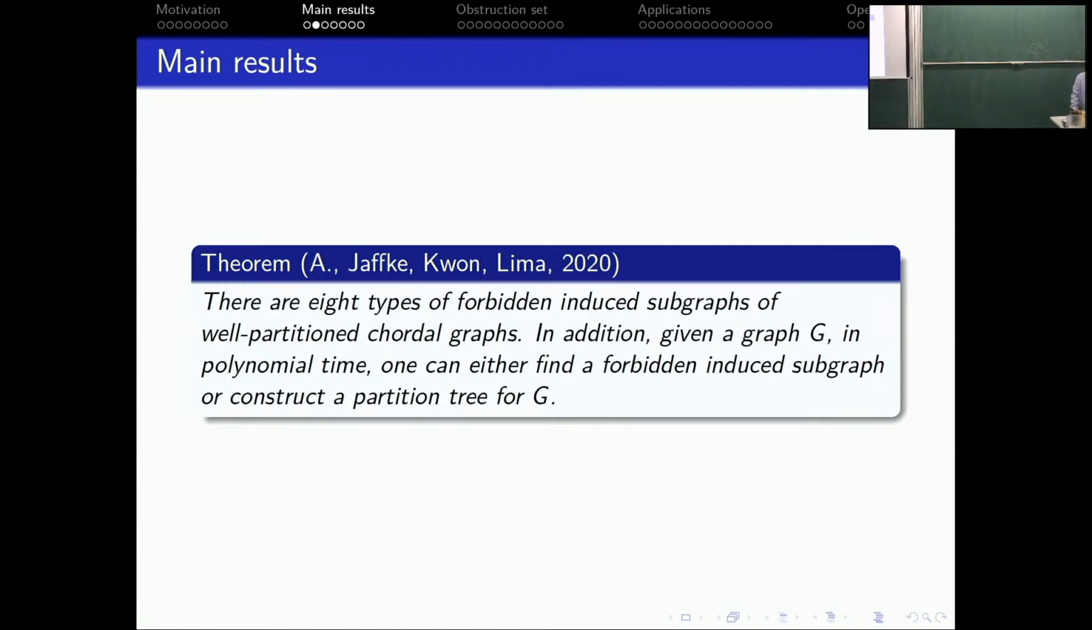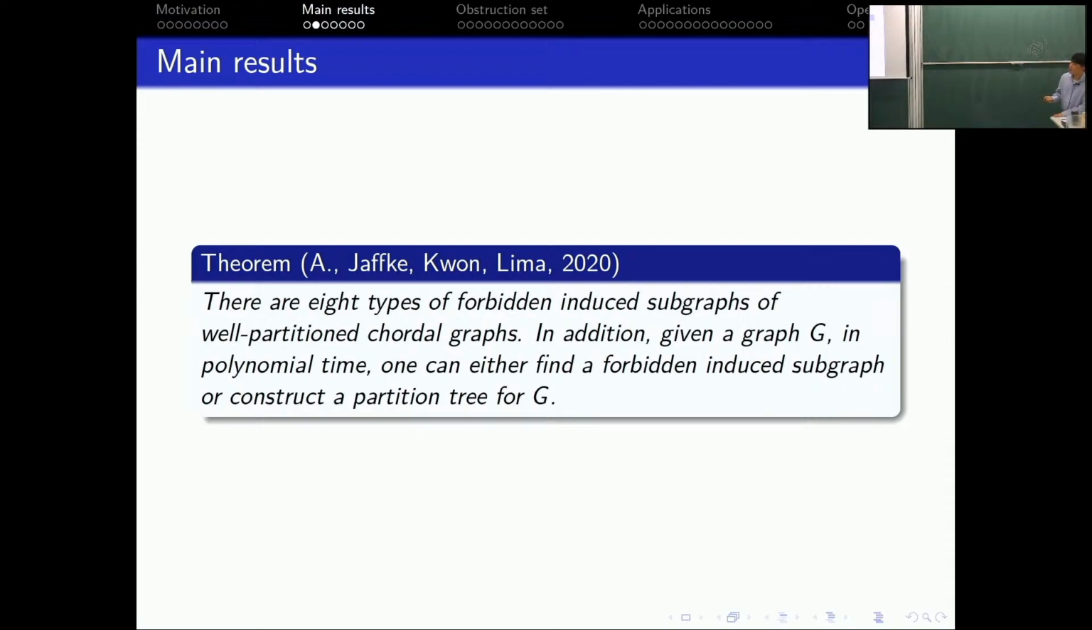So let me give you a rigorous description of our results. We show, as a structural result, that there are 8 types of forbidden induced subgraphs of well-partitioned chordal graphs. And in addition, given a graph G, in polynomial time, we can either find a forbidden induced subgraph or construct a partition tree for G. It means that we can, in polynomial time, recognize well-partitioned chordal graphs.